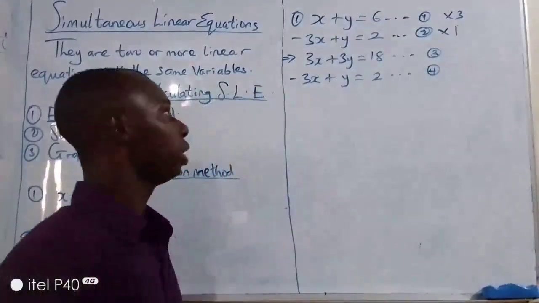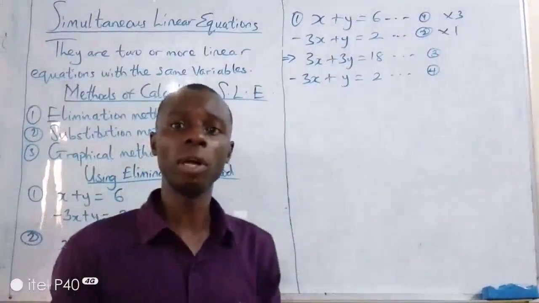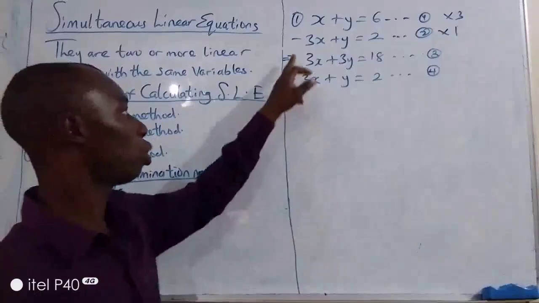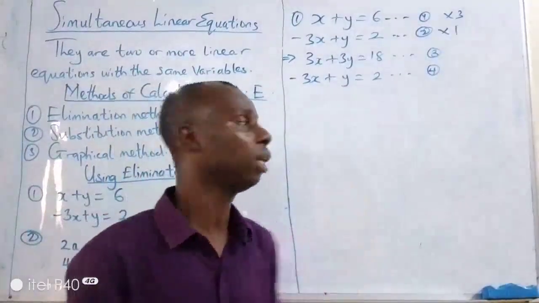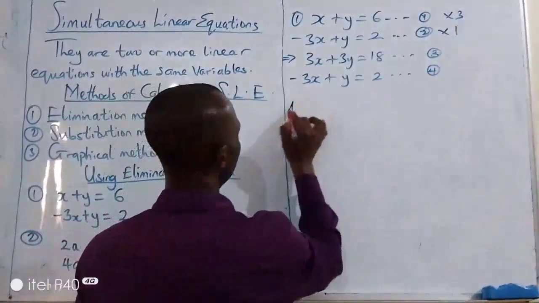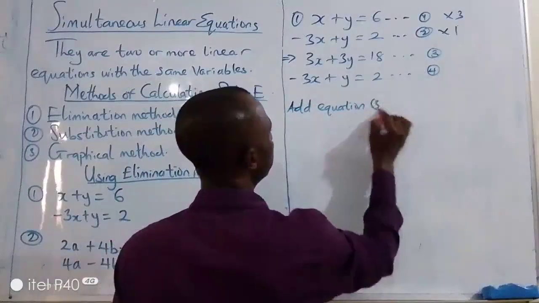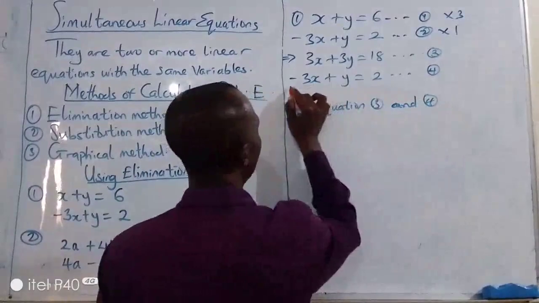So what do I do now? I now add equation 3 and 4. Why am I adding equation 3 and 4? It's because for the x that I want to eliminate, one of them is minus, the other one is plus. So in order for me to eliminate them, I will have to add. So let's do that. Add equation 3 and 4.